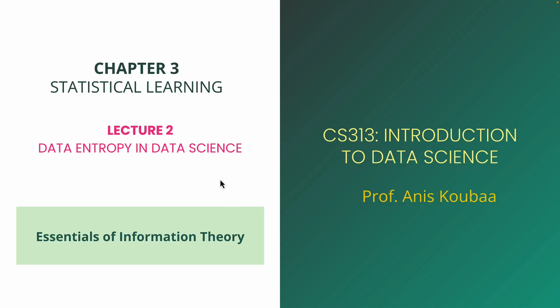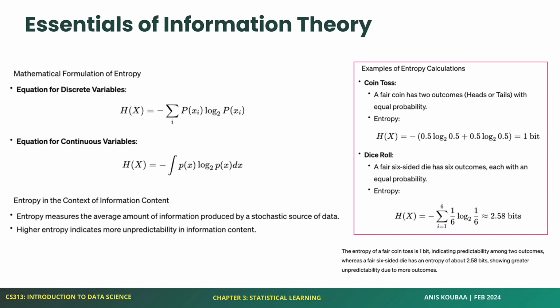So let's talk about the foundation of information theory and the main concept. Mathematically, the formulation of the entropy for discrete variables will be H(X) equal to the negative of the sum of the probability of an event multiplied by the log at the base 2 of that probability. And for the continuous variable context, we're going to use the integral instead of the sum, because here we have continuous values.